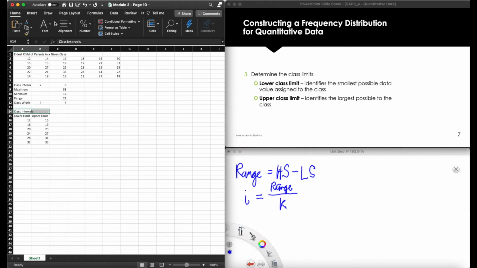Maybe we can margin center to make it look better. So we have the class limits or the class intervals or the classes. We have six intervals. We have the lower limit here and the upper limit. Maybe you may create this in your own way. Yeah, you can do that. Maybe I can do it something like this, and then let's put it like that.